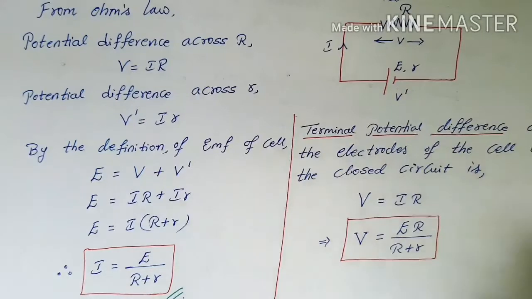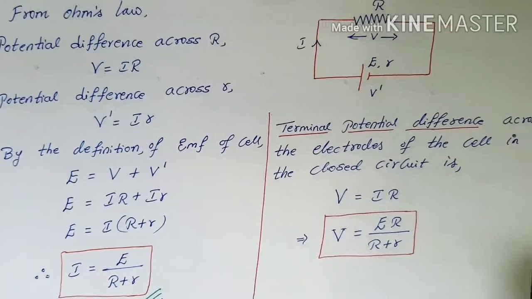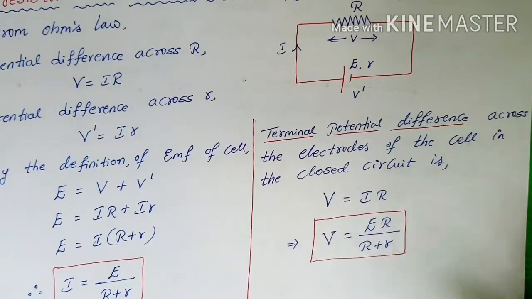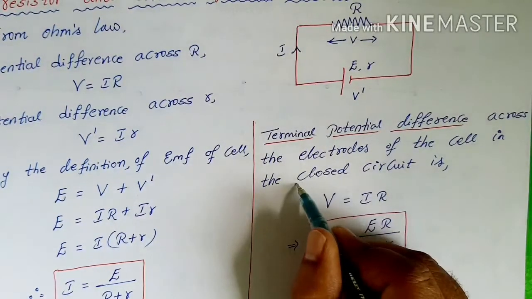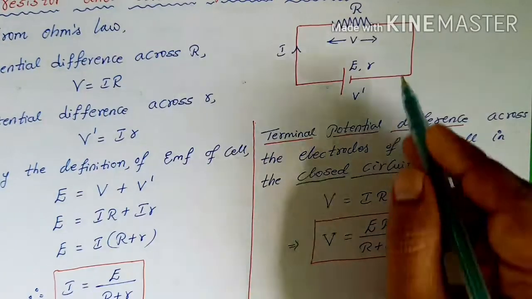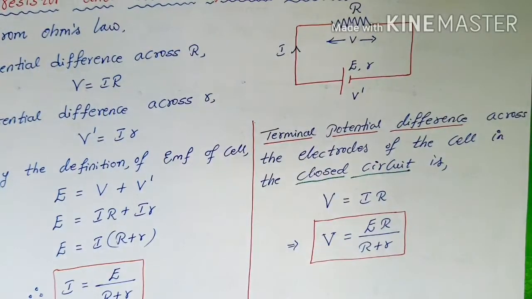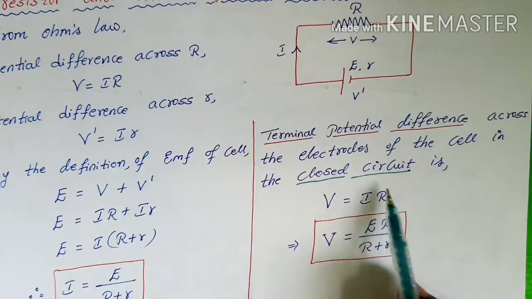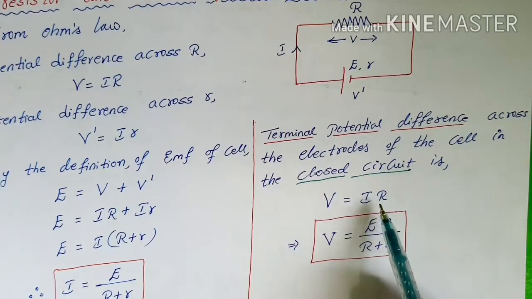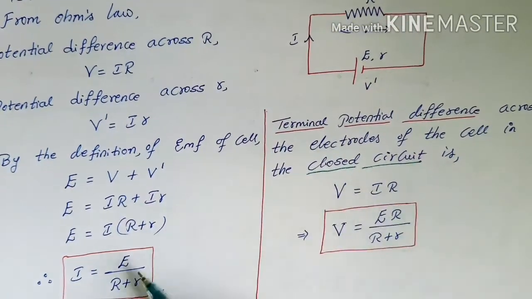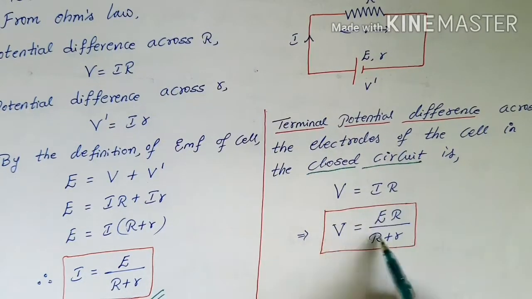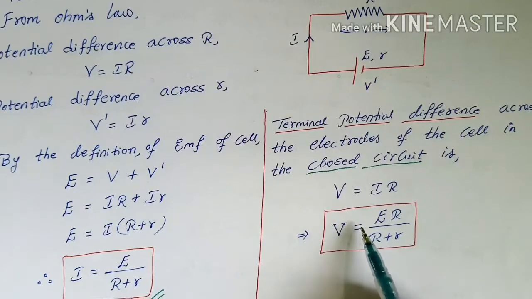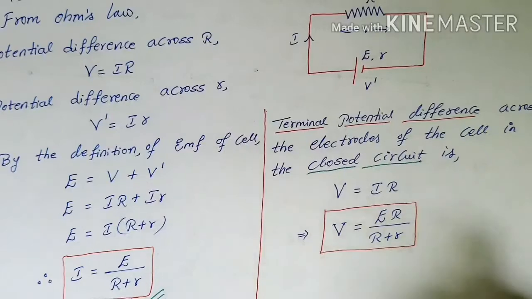And by knowing this we can find out the terminal potential difference also. Terminal potential difference across the electrodes of the cell in a closed circuit. The cell is closed now. Closed circuit means the current is flowing there. So hence again use the Ohm's law, V is equal to IR, and we know this current equation, right? So this one, E by R plus R, just substitute in the place of I, you will get the terminal potential difference. Okay, so these are the two important expressions we derived here.